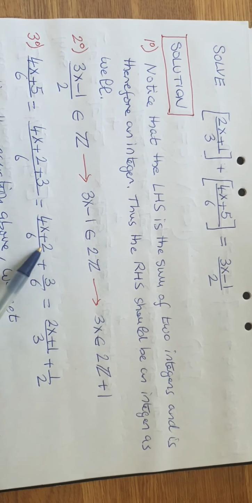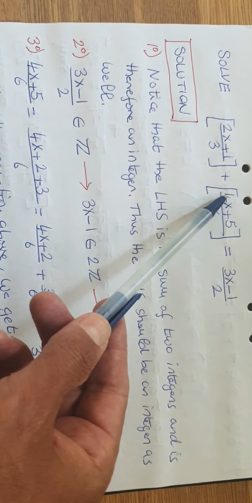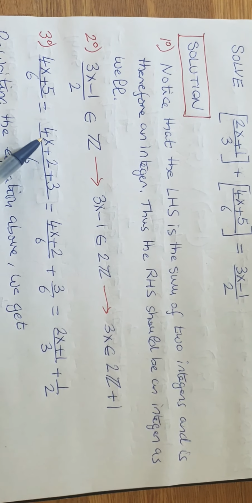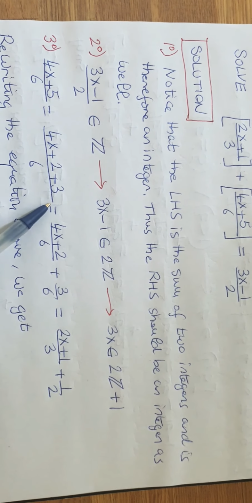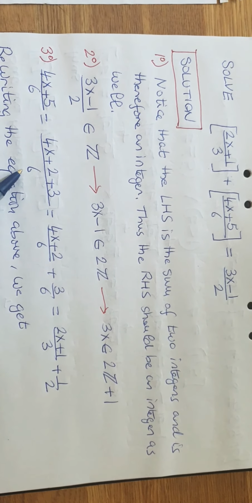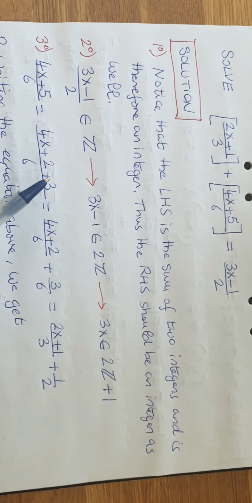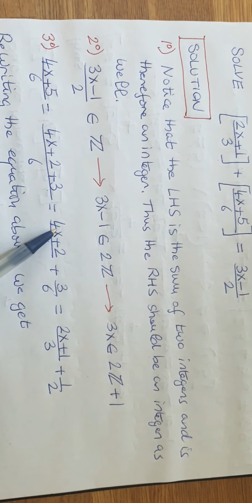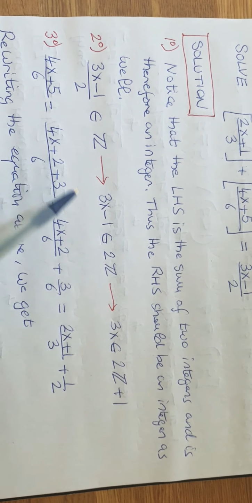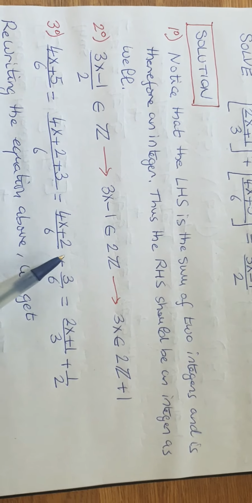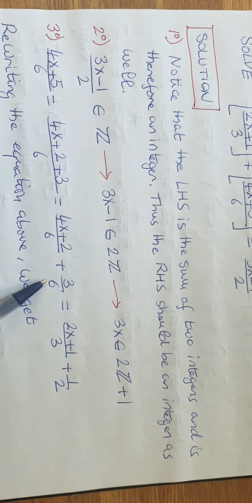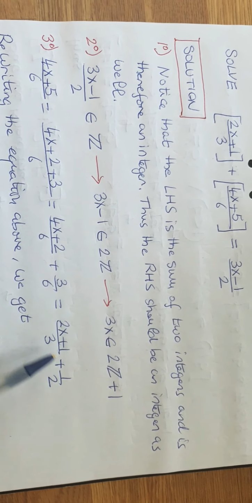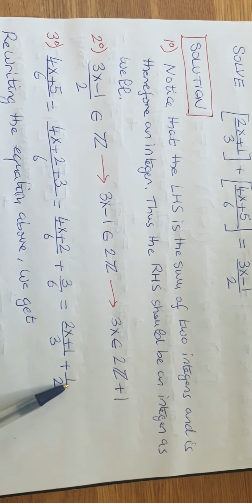And now the third comment, I want to rewrite (4x plus 5) divided by 6. And I do it in this way. It's equal to (4x plus 2 plus 3) divided by 6. Then I divide this ratio into two ratios. The first one is (4x plus 2) divided by 6, and the second one is 3 divided by 6, which leads to (2x plus 1) divided by 3 plus a half.